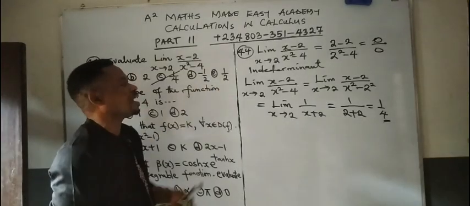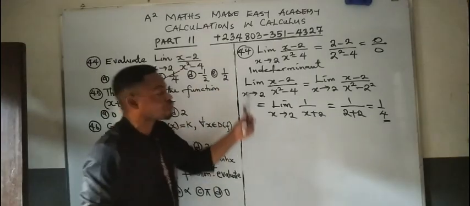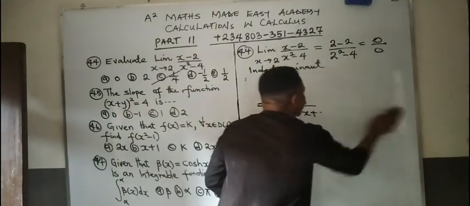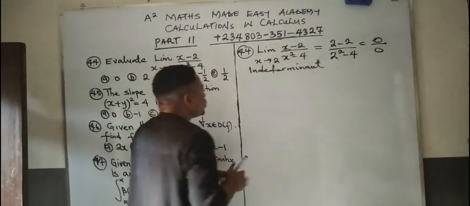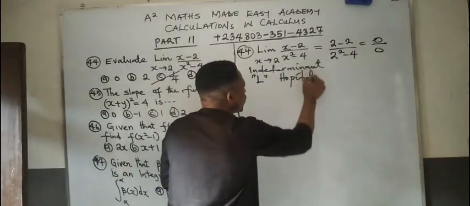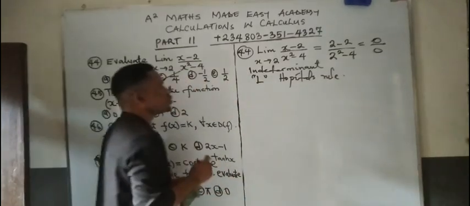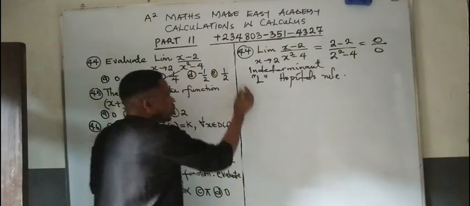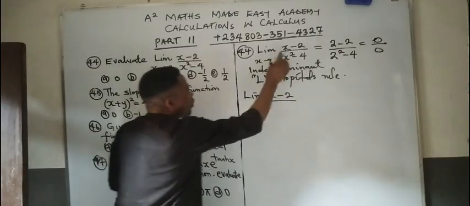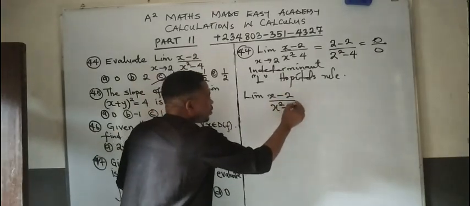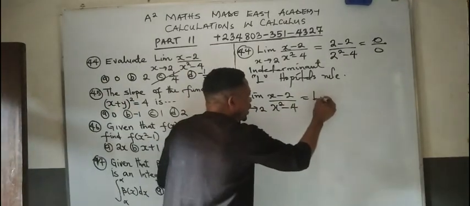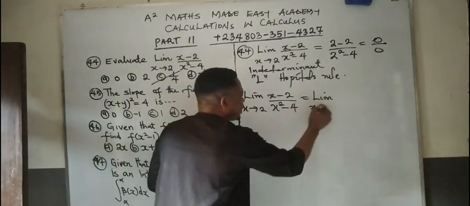Now, having defined it like this, I want to use another method called L'Hopital's rule. After solving it, if the result is indeterminate, I want to use what we call L'Hopital's rule. Can we go? This is the limit of x minus 2 all over x squared minus 4 as x approaches 2. Now, what I'm going to do here is to differentiate one after the other.